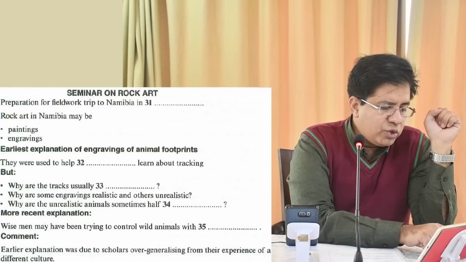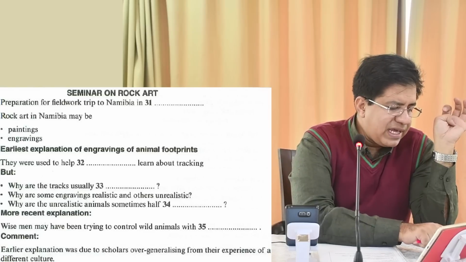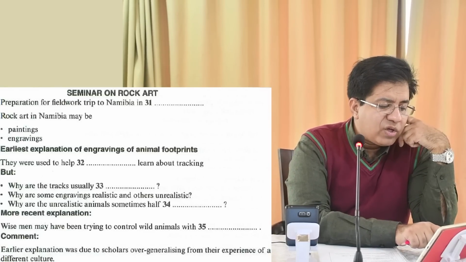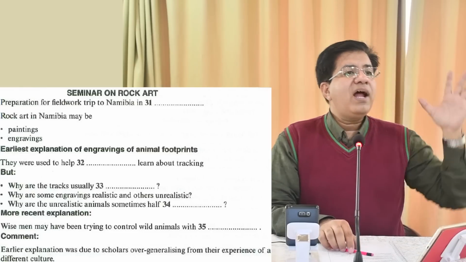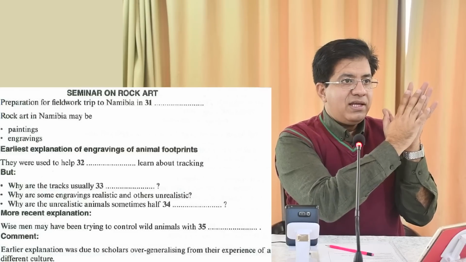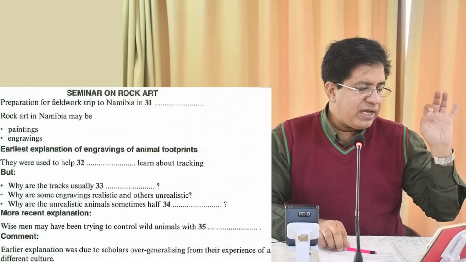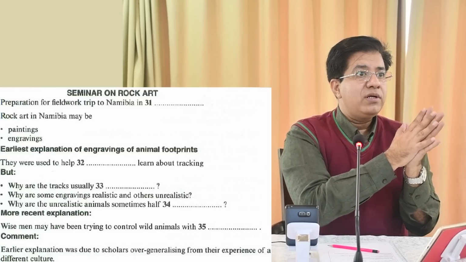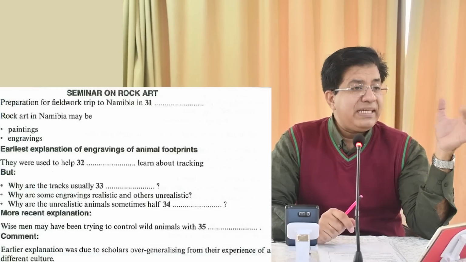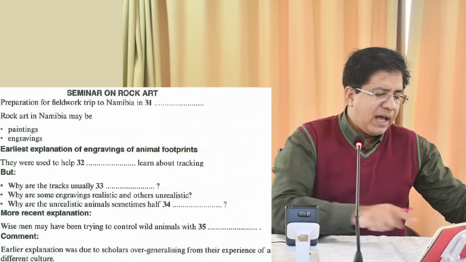Okay? They were used. They means what? They were used to help. Means earliest explanations of engravings of animal footprints. So they means engravings of animal footprints. What are the engravings of animal footprints? They put animal footprints. These are the footprints of lion. These are the footprints of elephant. These are the footprints of giraffe. So engraving means they engraved it on stone. These are the footprints of lion, tiger and all that. So they were used. They means engravings. Engravings were used to help dash learn about trekking.